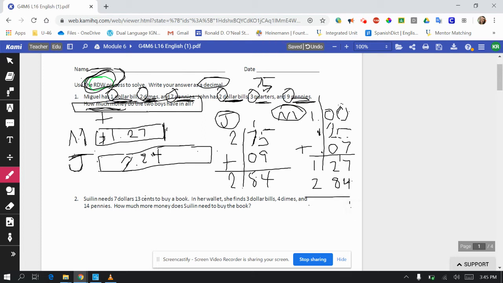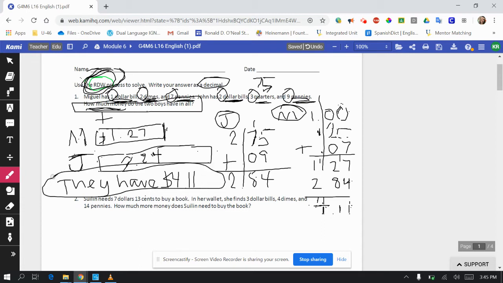7 plus 4 is 11. 1 plus 2 plus 8 is another 11. And 1 plus 1 plus 2 is 4. So going back to the question, how much money do the two boys have in all? We are ready for the writing part of our RDW process. Okay, so I'm going to say they have $4.11. And there we go.